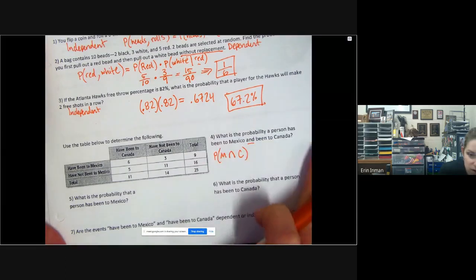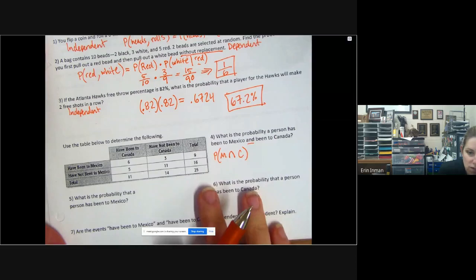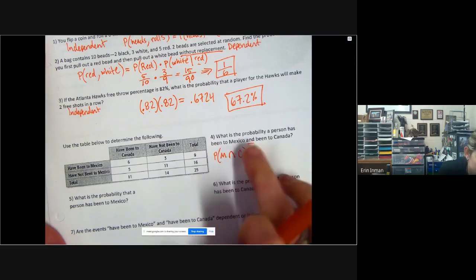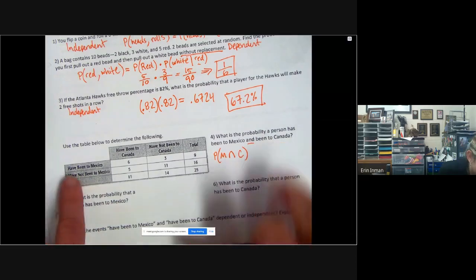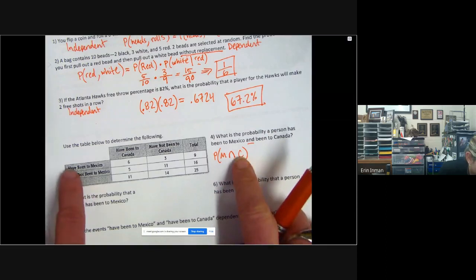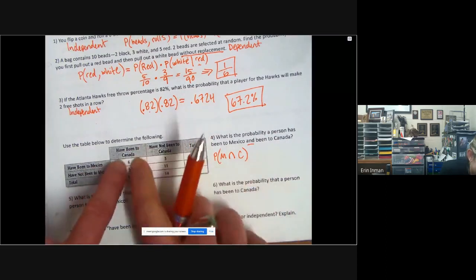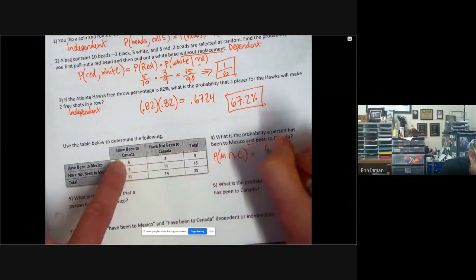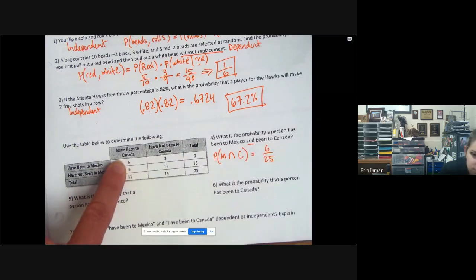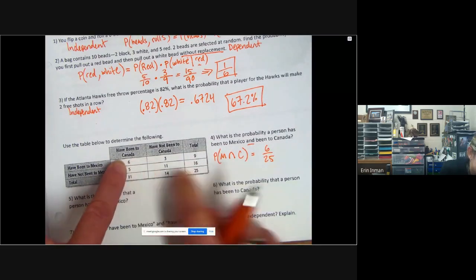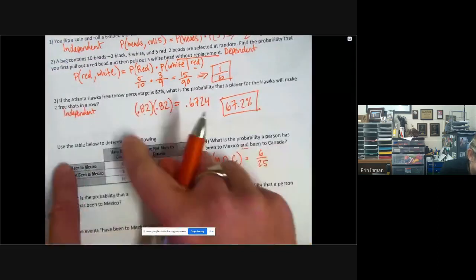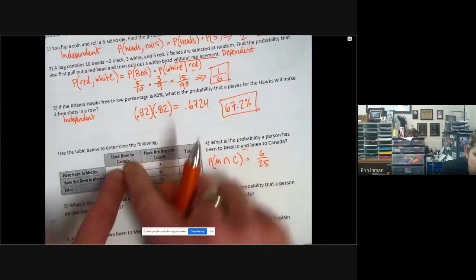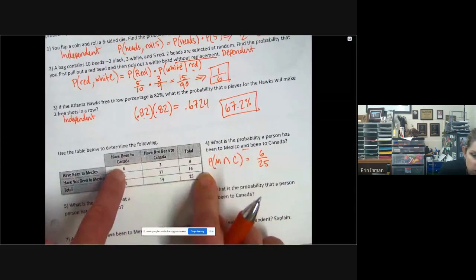This is not a given situation. We didn't say anything. We just said they've been to both places. So we are looking for the intersection of Mexico and Canada. And that's 6 people out of 25. Okay, 6 out of 25. This is an intersection. So we look to see where they intersect out of the total amount.